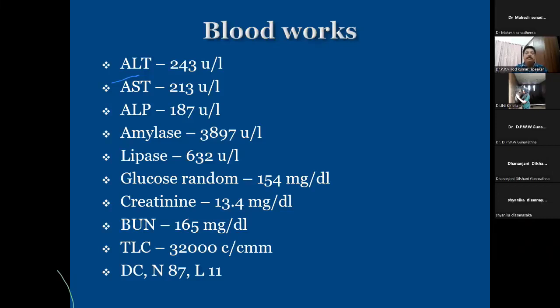Blood urea nitrogen was high, very high. Total leukocyte count showed severe leukocytosis with degenerative shift to the left, and the differential count showed severe neutrophilia. What could it be? After going through all these values, high lipase, high amylase, high AST, high ALT, and a total leukocyte count of 32,000, and creatinine and BUN high, okay, kidney is gone.